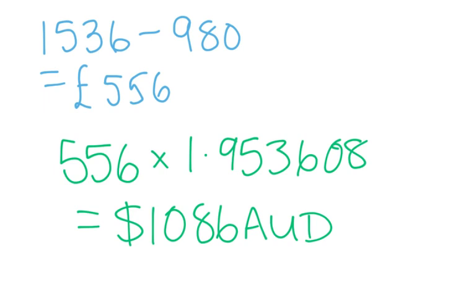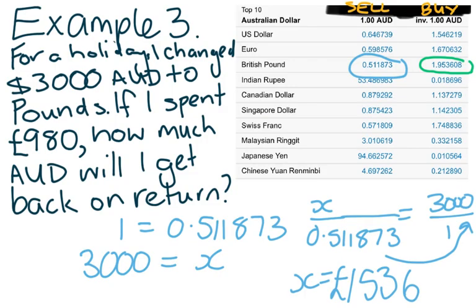So that's how much the exchange place would give us in Australian dollars if we exchange with them 556 pounds, and they would use the buy rate, not the sell rate, because they are buying back foreign currency and giving us Australian money. Hopefully this video has helped you understand exchange rates and foreign currency and that buy and sell rate difference.